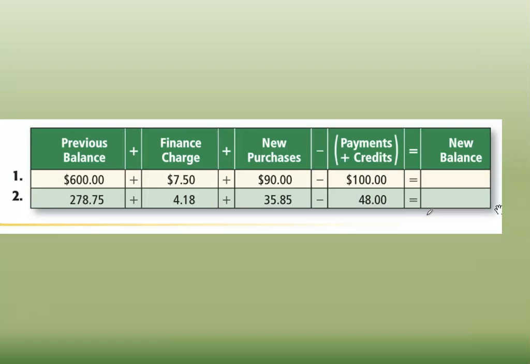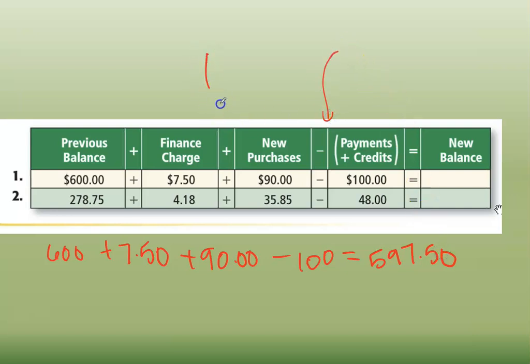I'm going to show you just some examples. So here is your previous balance. You're always going to do that first. I'm going to add my finance charge. I'm going to add my new purchases. I'm going to subtract the $100. And if you did that in your calculator, you should get $597.50. This makes it really nice because in this chart, they actually tell you what you do for your operations.